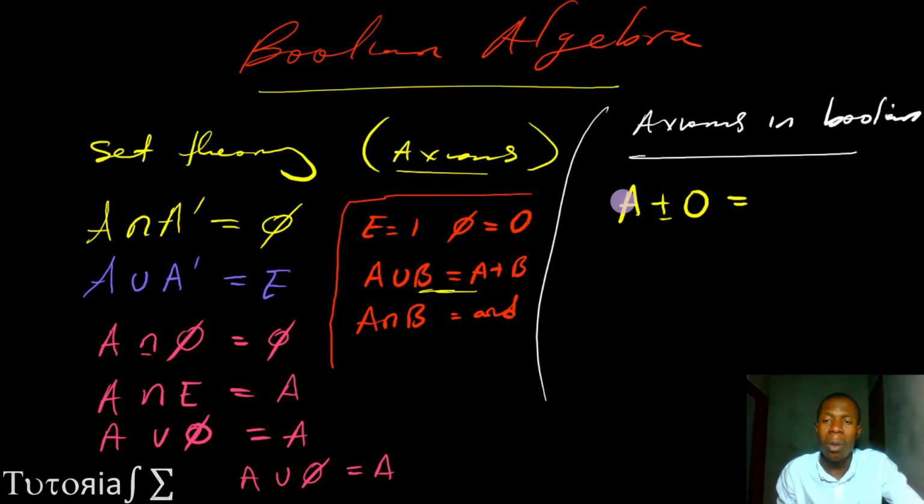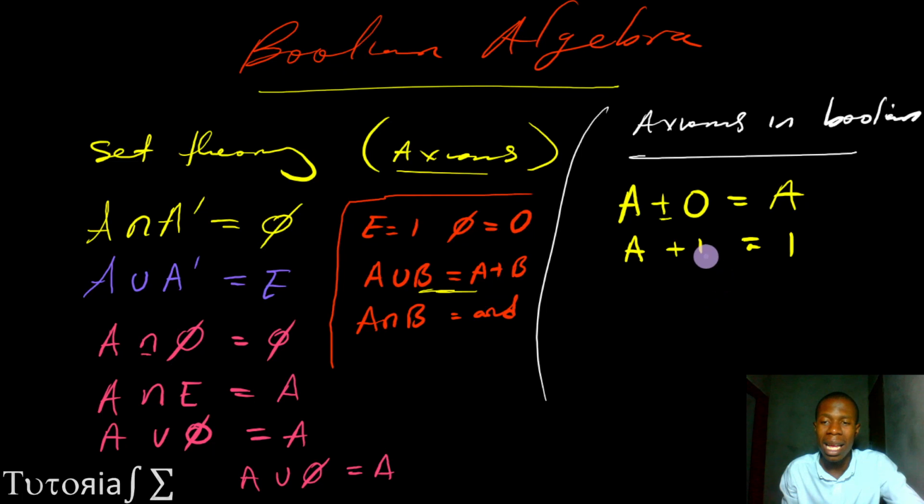What do you get when you combine A and an empty set? You're going to get A. Okay, when you get A and 1, so A plus 1, this axiom is saying A union universal set. So A and the universal set combined, what are you going to get? You're going to get 1.